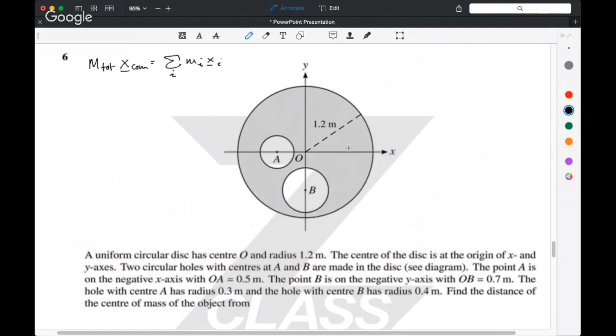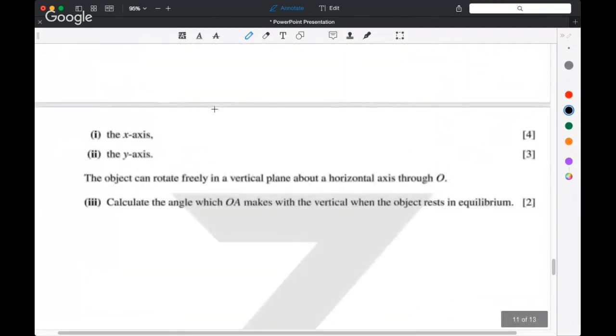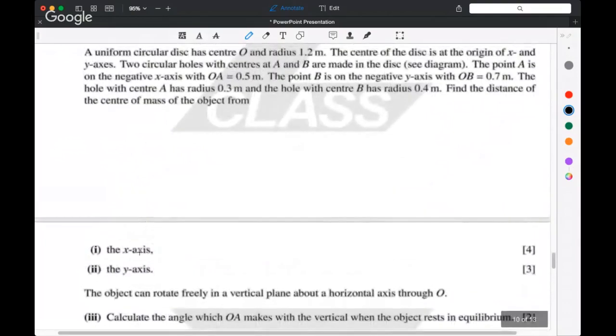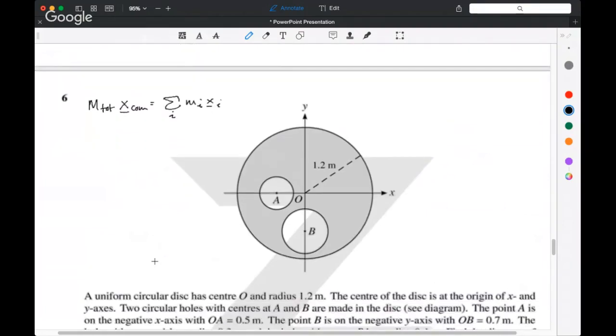This works in reverse too. If I've got some big object and bits cut out, I just register that as negative mass, subtracting that mass. So the very first question is asking you separately to get the x and y coordinates of the center of mass of the composite object. I'm just going to do it in one, as a vector, and then you can extract the coordinates. So what is the total mass?